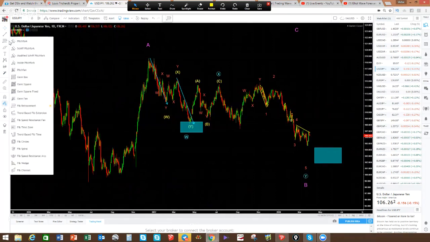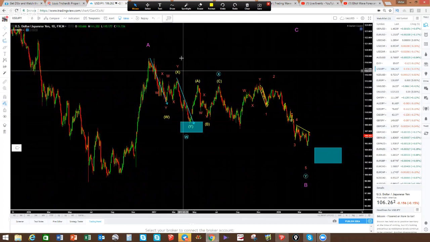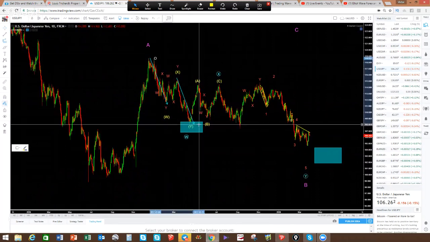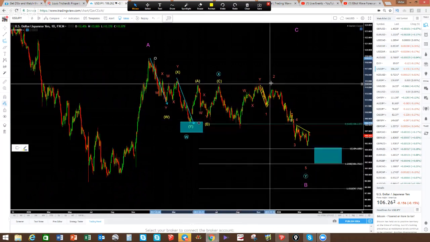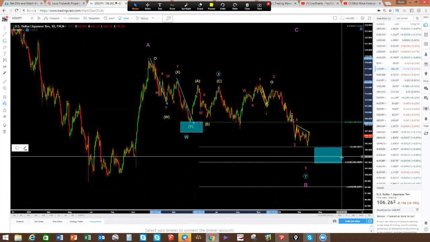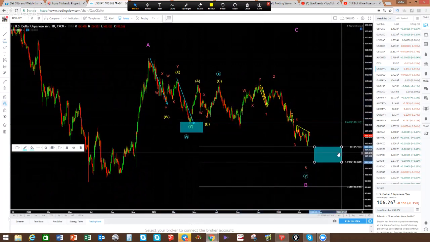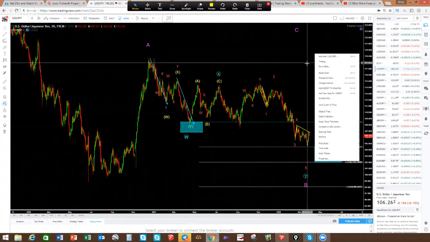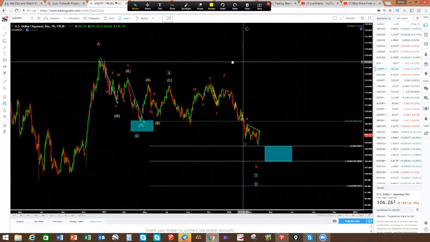Just do it again. See, my fibs are off there. It's 1, 2, 3, and the blue box is between these 2 points there. So you can see that we have not really touched the blue box as yet.